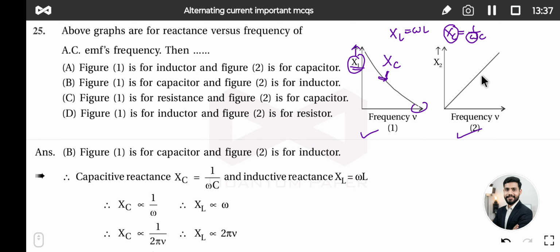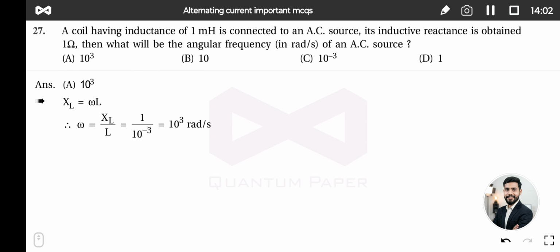And for the second graph, if you see, frequency increases, and with the increase in frequency, reactance is also increasing. So in this case it is the inductor, because in an inductor frequency and reactance are directly proportional. So this second graph shows the inductive reactance. So the correct answer is: first graph capacitor, second graph inductor. Look at the next one. The next question is very simple.